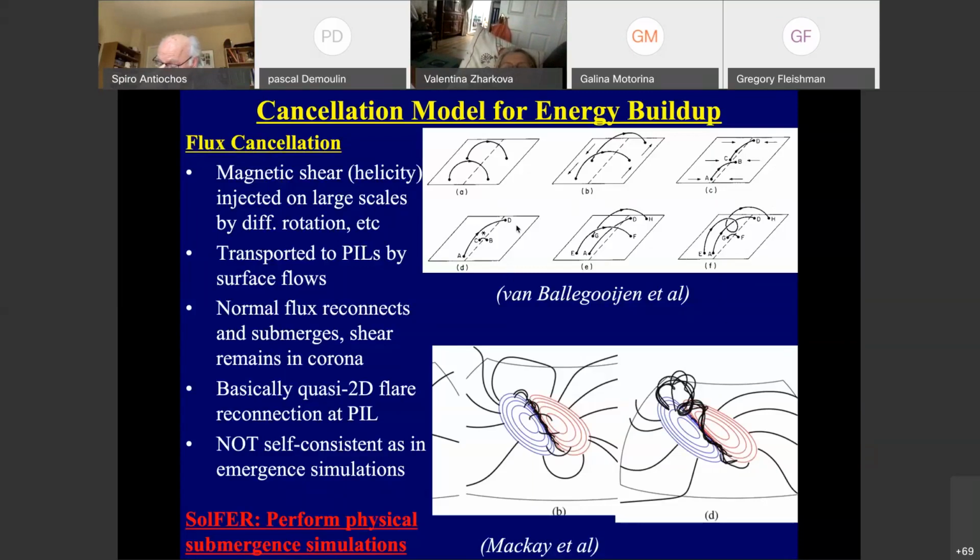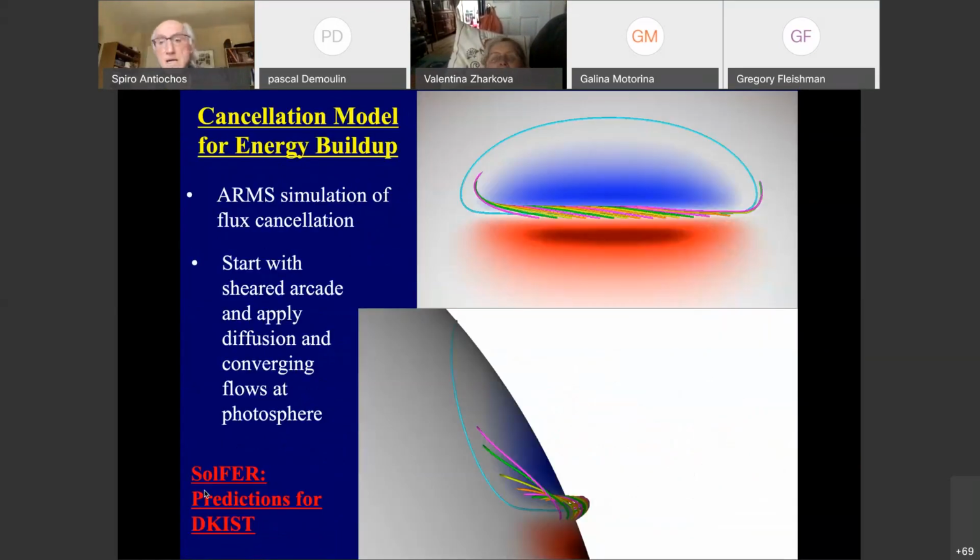We have not done, and to my knowledge nobody has yet done, a calculation where you actually have a region with a subsurface convection zone, just like in the emergence, put in some flows and see how flux will actually submerge. So this, I think, is an opportunity for SULFUR to perform a physical submergence simulation. Let's see if this picture actually works when you put in the full dynamics.